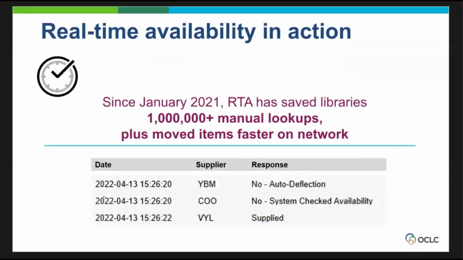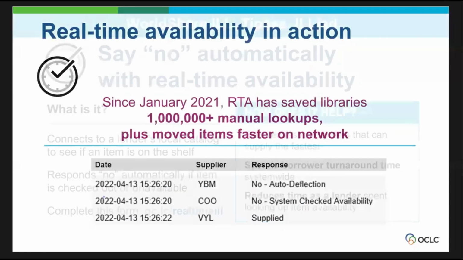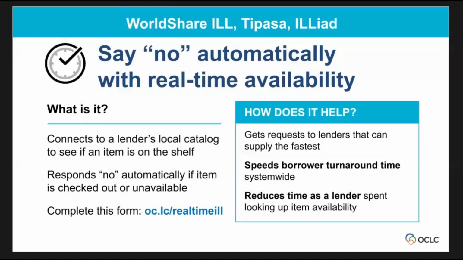Yeah, so the lender reasons for no report is, I think I might have it here. I'll talk about it later. Okay, so it's in the report. Your reasons for no report will tell you, and if anything was deflected by RTA, it will say system checked availability. That's the reason, which it should be system checked not available. But if it says that, then that's where RTA has said no to it because it didn't think it was on your shelf.